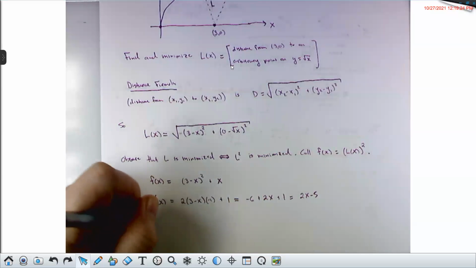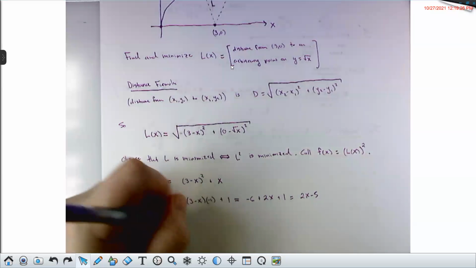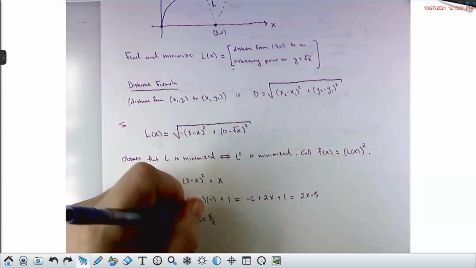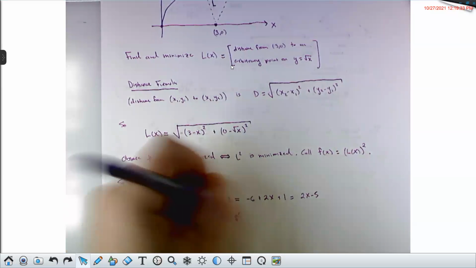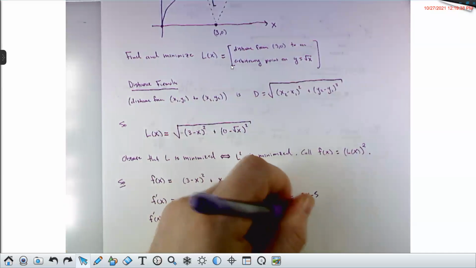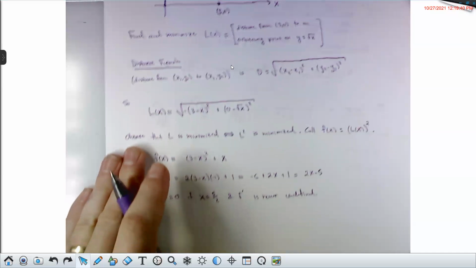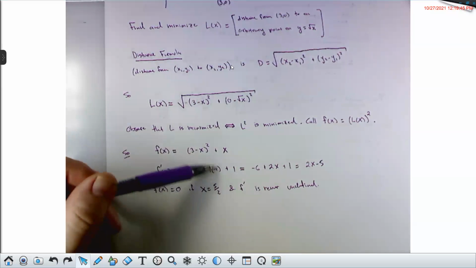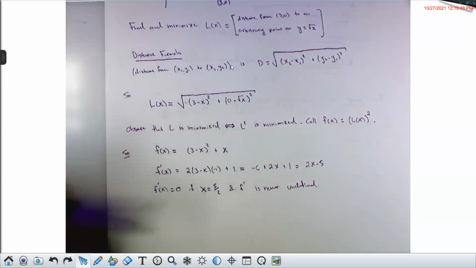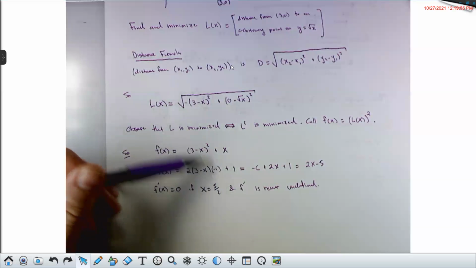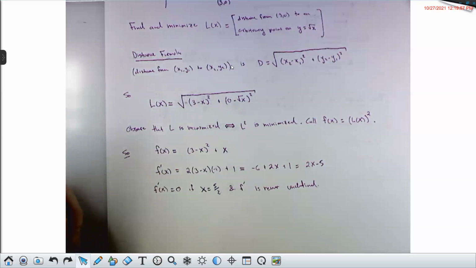So f primed is equal to 0 if x is equal to 5 halves, and f primed is never undefined. Wouldn't it be 6 minus 2x? I need to distribute the negative 1 also. So you're right that 2 times 3 minus. Oh, chain rule. I forgot the negative 1. Okay, yeah, the negative 1 comes from the chain rule. Cool. Thank you. Not a problem.